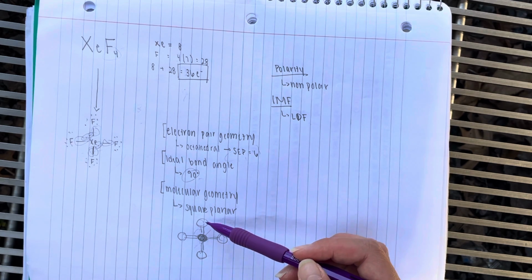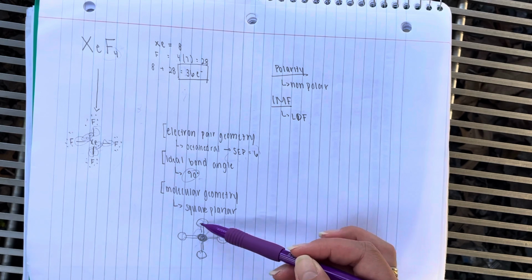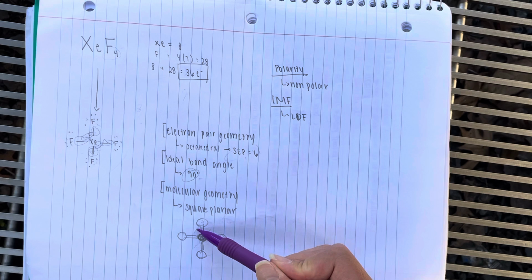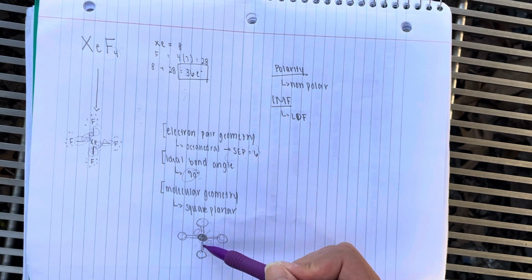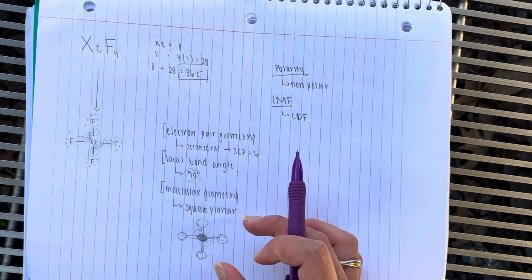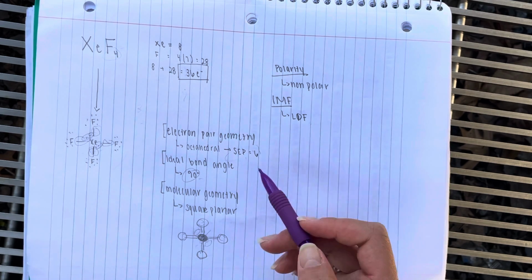For molecular geometry, we know it's square planar because we have the central atom and our 4 fluorines, and because it has those 2 lone pairs, which are not seen in this shape, it pulls the molecule so it looks like a square, and ultimately it's called square planar.